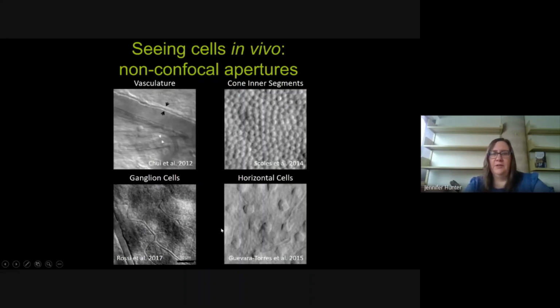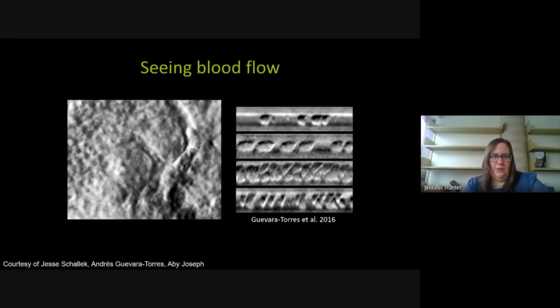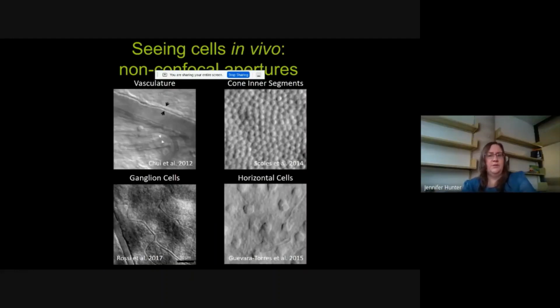Neural cells such as the ganglion cells and horizontal cells are also visible with this offset aperture, non-confocal aperture type imaging. Jesse Shallick's work at the University of Rochester, monkeys, humans, a variety of things.